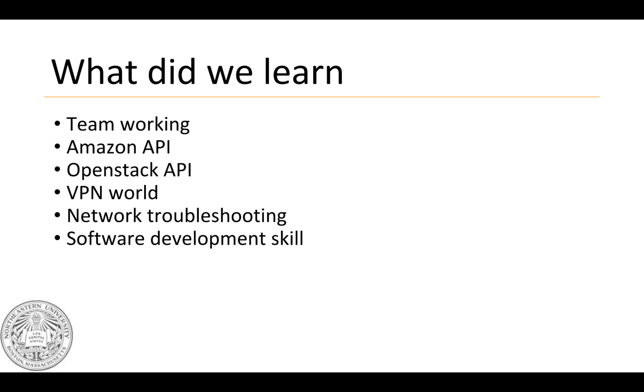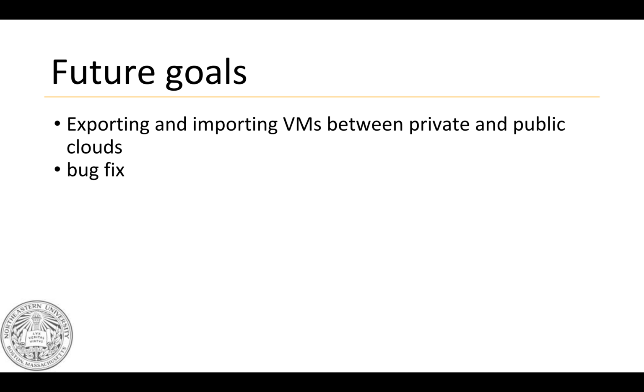So our future goal is to allow DevOps to export and import VMs between private cloud and public clouds, which means they can transfer their virtual machine working in OpenStack, for example, to AWS. Also, we need to fix bugs in our code. After this, we are going to present you a demo of our project.